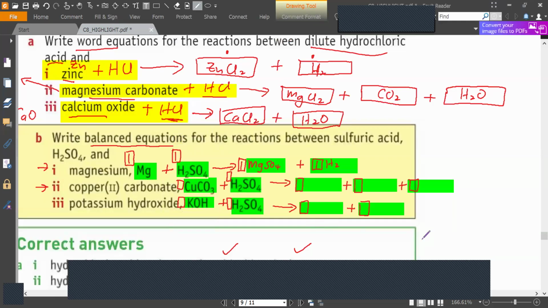Let's continue with question 2. Now it's around 9:45, so we have about 1 hour to go. Copper carbonate plus sulfuric acid. Try to work out the products, and we expect 3 products. Try to work out the products and the number of moles.